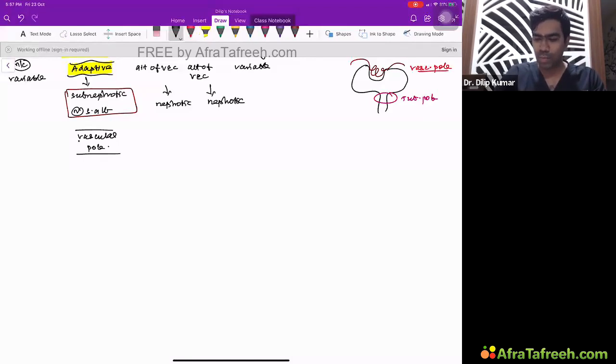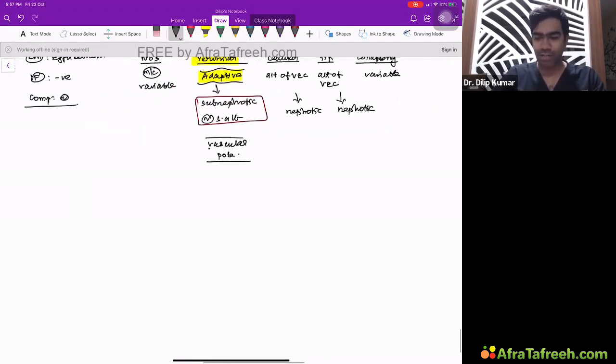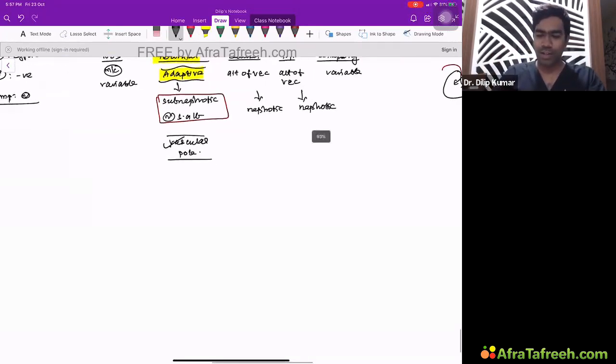So if the vascular pole is more affected, very often it will be due to hyperfiltration. That's why I'm telling you it is due to adaptive FSGS. Adaptive FSGS very commonly affects the vascular pole, and that kind of vascular pole involvement is what we refer to as a perihilar variant of FSGS.